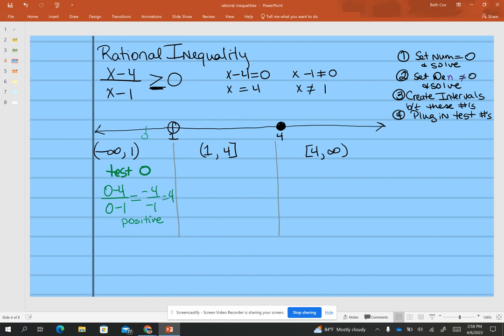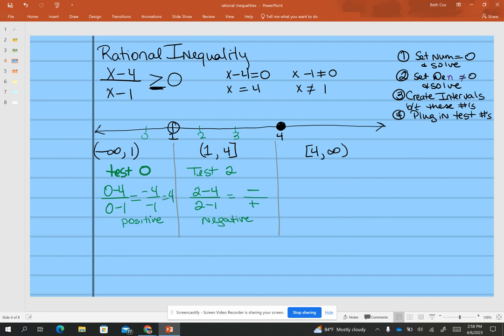It doesn't matter what the actual number is. I just need to know if it's positive or not. Next section, I got to pick a number between 1 and 4. So let's choose 2. I'm going to plug in 2: 2 minus 4 and 2 minus 1. The top is negative. The bottom is positive. So my answer is negative.